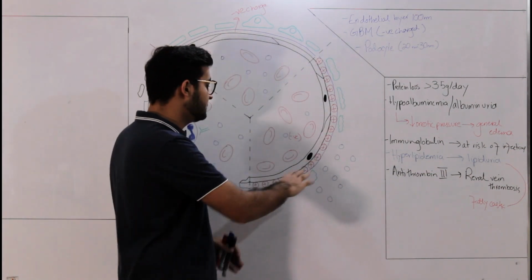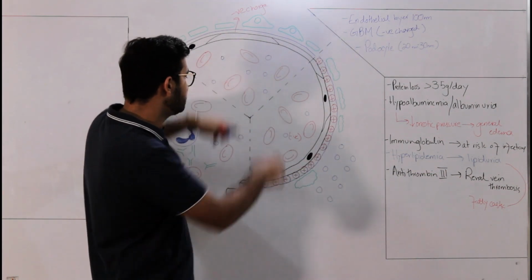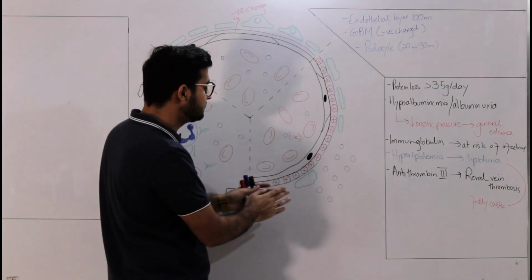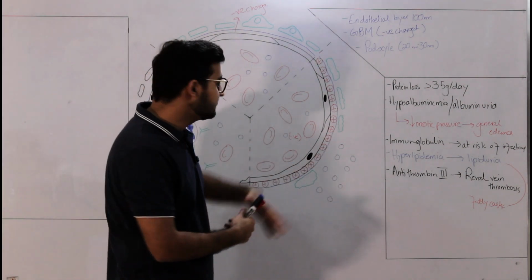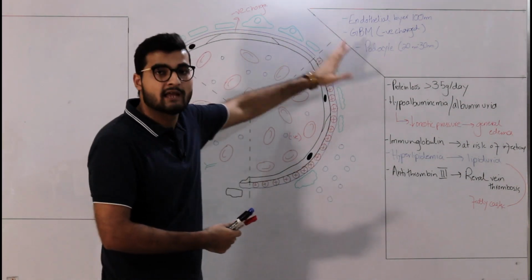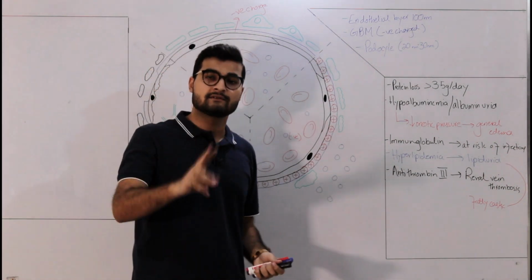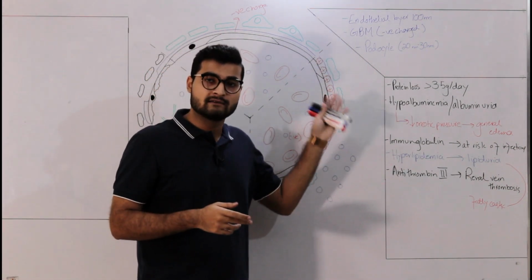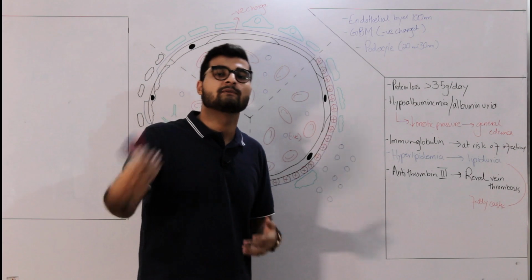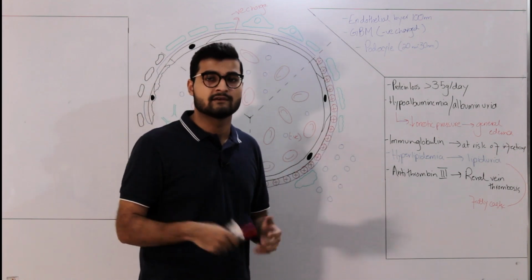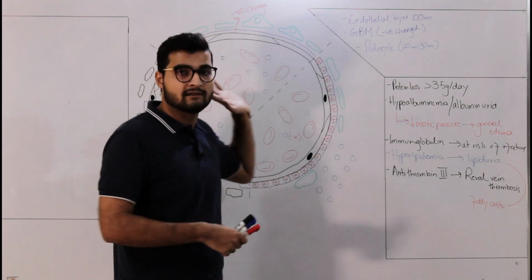So just to see that this is your normal glomerulus compared to the nephrotic syndrome glomerulus, the two things that are different is that you have reversal of the charge and you have effacement of your podocytes. These two things happen in nephrotic syndrome, and there are multiple diseases that come under it that we'll be discussing in the next few videos. So let's have a look at nephritic syndrome now.